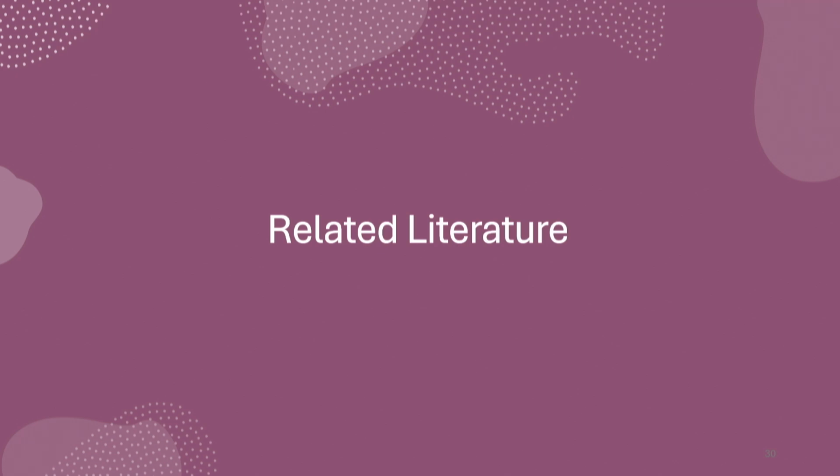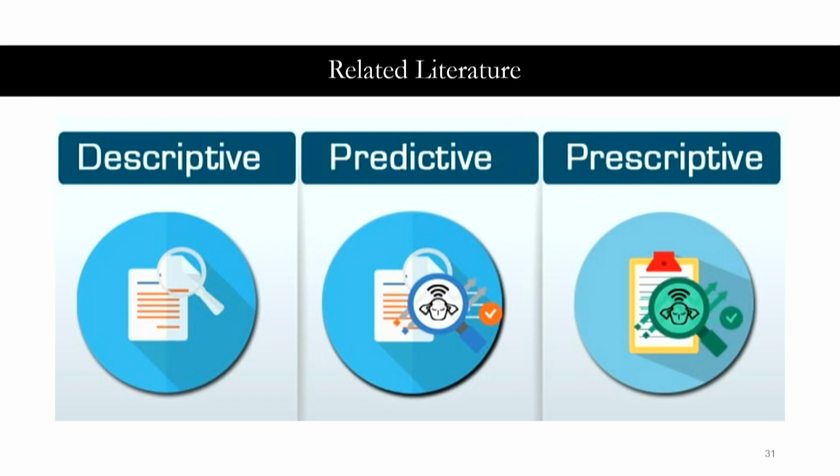Thanks, Erin. Now I'm going to briefly summarize the literature review we conducted. So we categorized those research papers into 3 areas: descriptive analytics, predictive analytics, and prescriptive analytics. Descriptive analytics studies basically answer the question, what has happened? Predictive analytics studies answer the question, what will happen? And prescriptive analytics studies try to answer the question, what should we do?